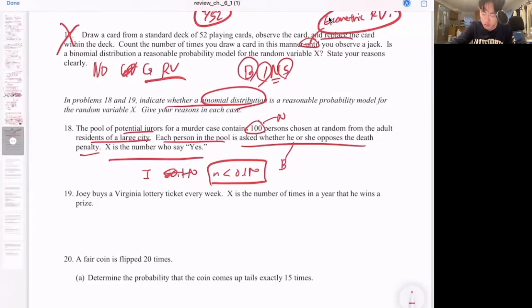Okay, so each person in the pool is asked whether he or she opposes the death penalty. So people who choose yes or people who choose no, the probability might be yes or no to X number of people say yes. So it's not the fact that each of these people is going to choose half and half as if it was a probability. Okay, so I guess the reason why I say this was binomial is because all 4 conditions are satisfied.